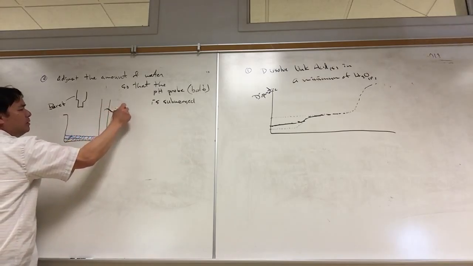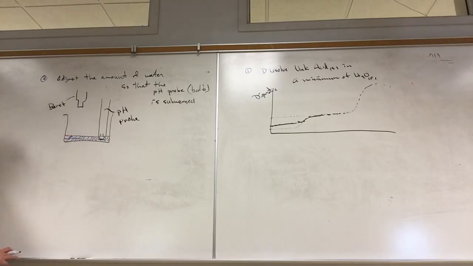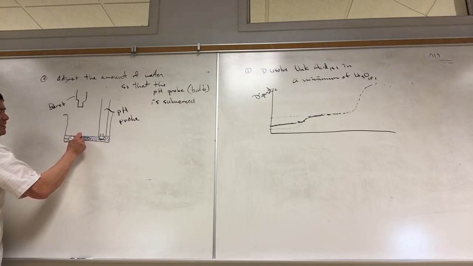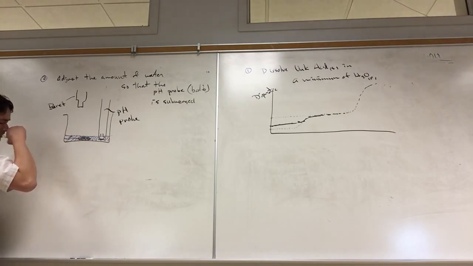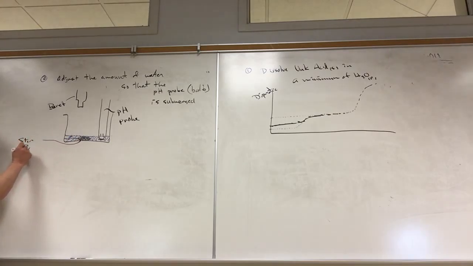We're going to have the pH probe here, and so we don't have much room to swirl things around. We aren't going to swirl this by hand. What we're going to do is drop a little Teflon coated magnet in here. This is called a stir bar, a magnetic stir bar. It's Teflon coated, so it's not going to react with anything.